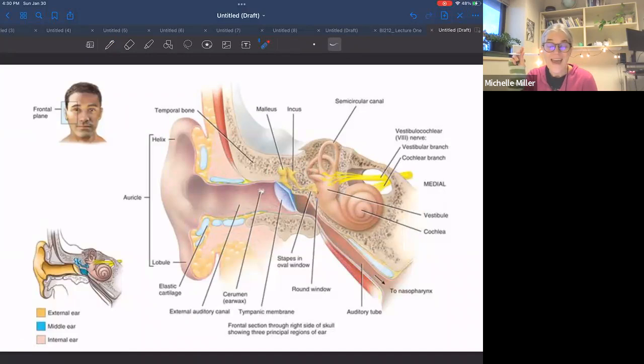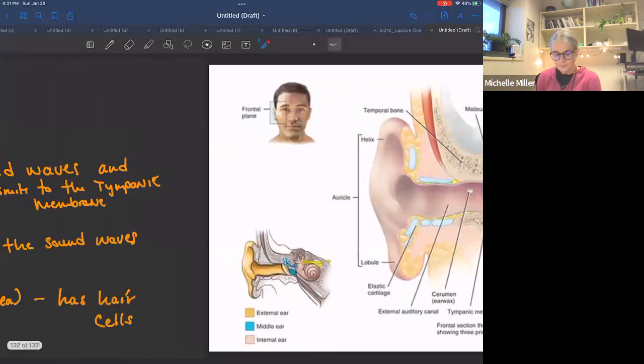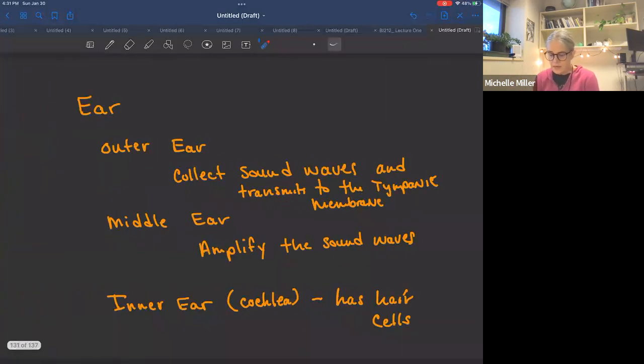They actually have synovial fluid joints between them, and they are going to make the sound amplified because we're taking the sound waves from an air-like medium, and we're going to try to get them to go into the inner ear, and the inner ear is fluid filled. So we need to make them amplified. So the middle ear has the malleus, the incus, and the stapes.